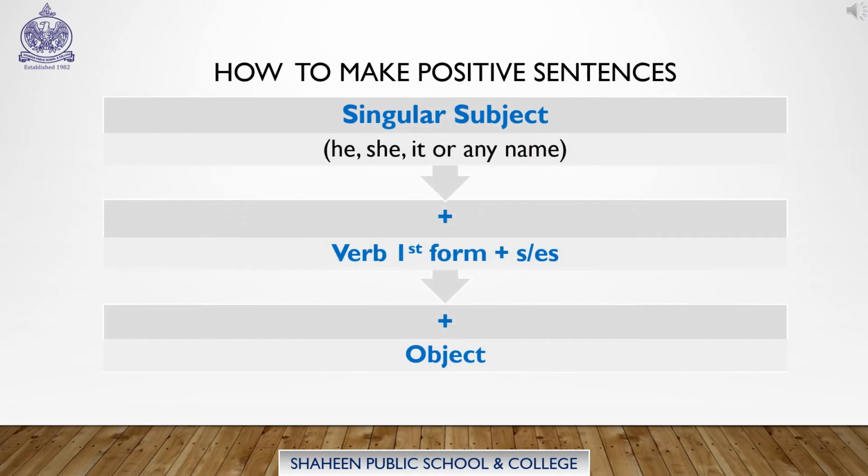How to make positive sentences? Basically, we have two kinds of subjects: singular subject and plural subject. So, first of all, I'm talking about singular subject. Singular subjects like he, she, it, or any name, plus we have to use the first form of verb plus s or es plus any object if necessary. With this formula, you can make any positive sentence of present indefinite tense.